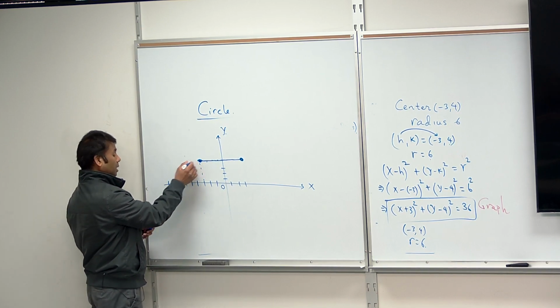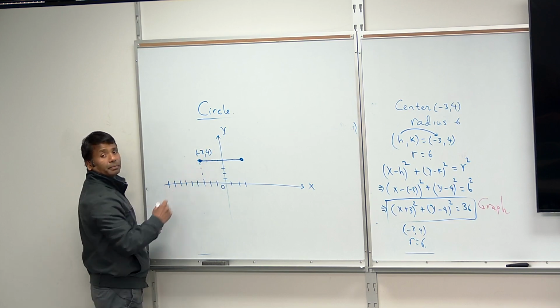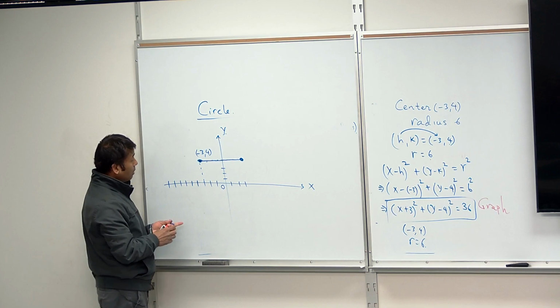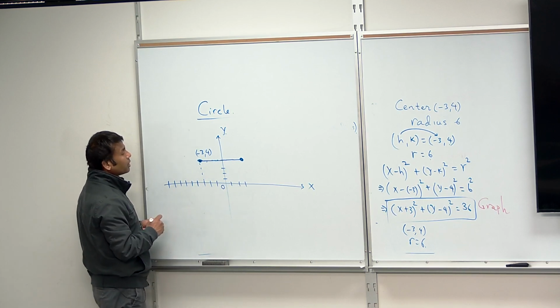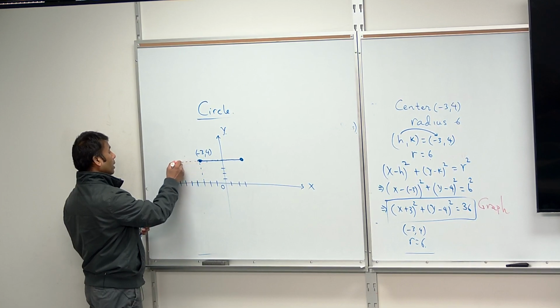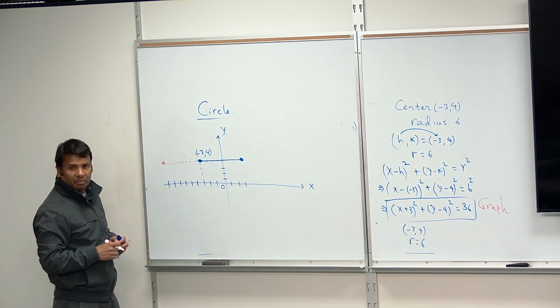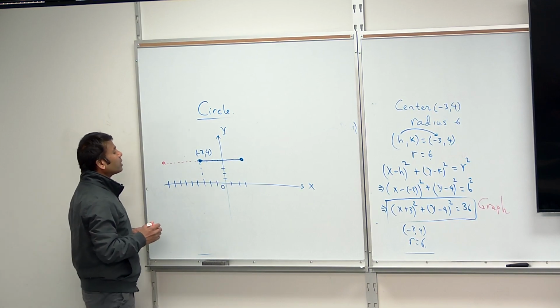So this is the center, at negative 3, 4. Are you guys with me? Then you have to go 6 units to the left, so it's all the way up to here. Make sense? And then you go 6 units down.